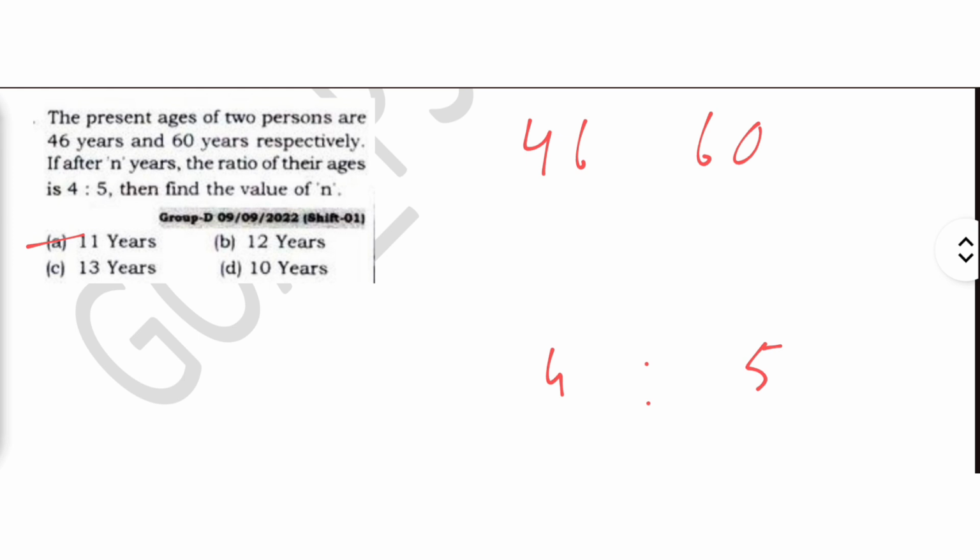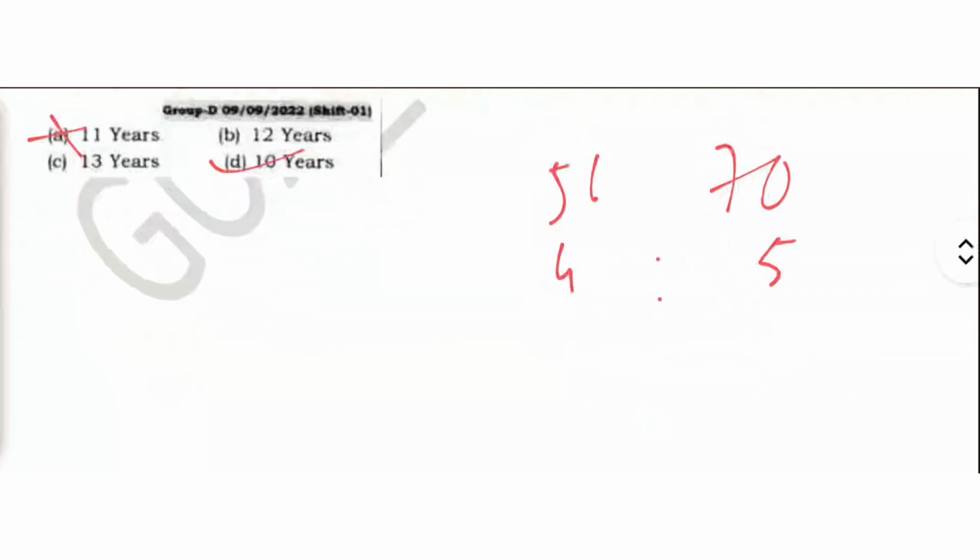If we add 10 years over here, it becomes 56. If we add 10 years here, it becomes 70. We can cancel this using 14: 14 fours are 56, 14 fives are 70, so this is satisfied. So with the options you can play this thing.